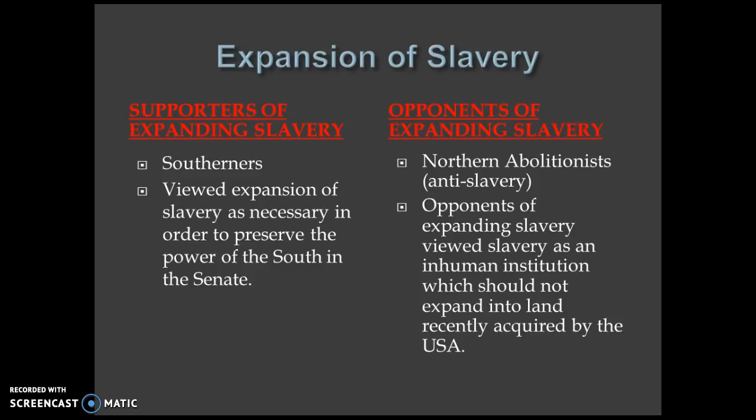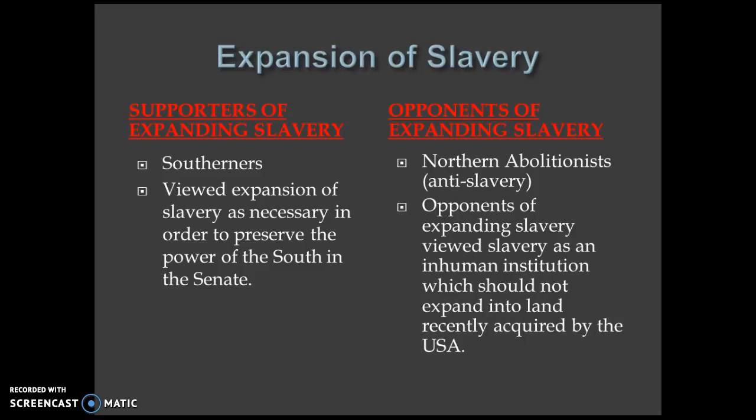If slavery is not allowed to be expanded into these new territories that are becoming states, well, that means the Northerners, the free state people, are going to have more votes in the Senate. If they have more votes in the Senate, what kind of laws are they going to pass? That's right. They're going to pass laws that outlaw slavery.